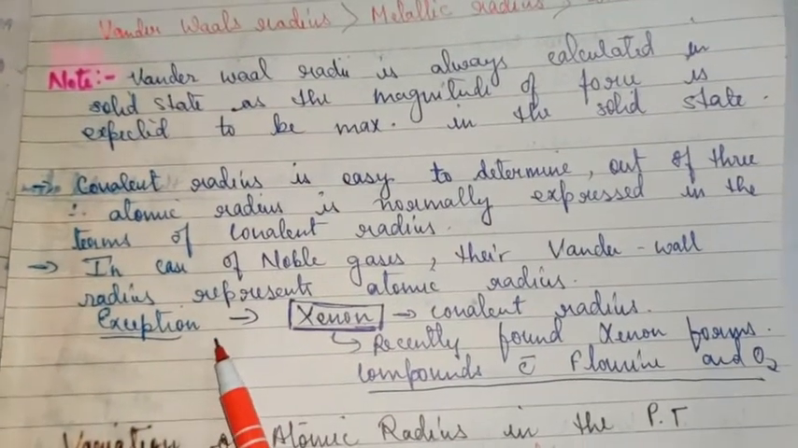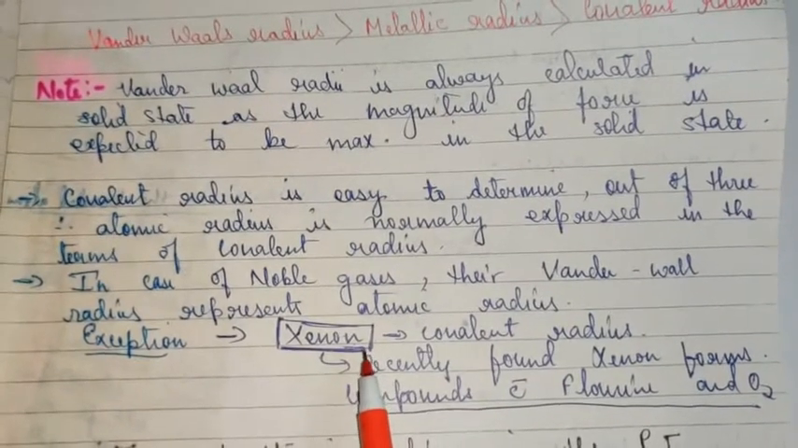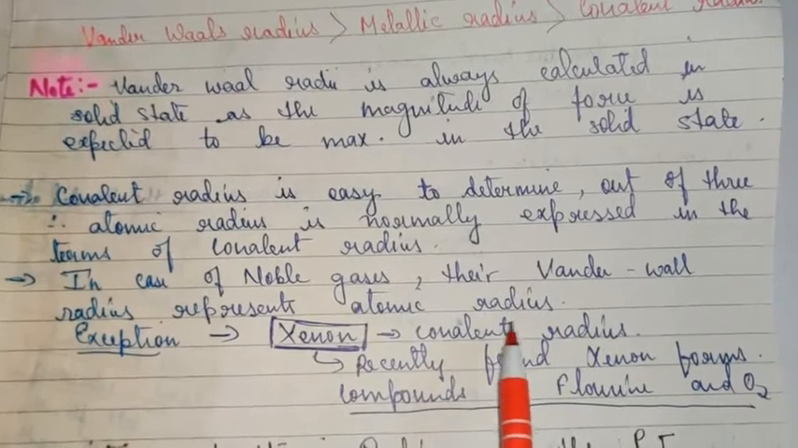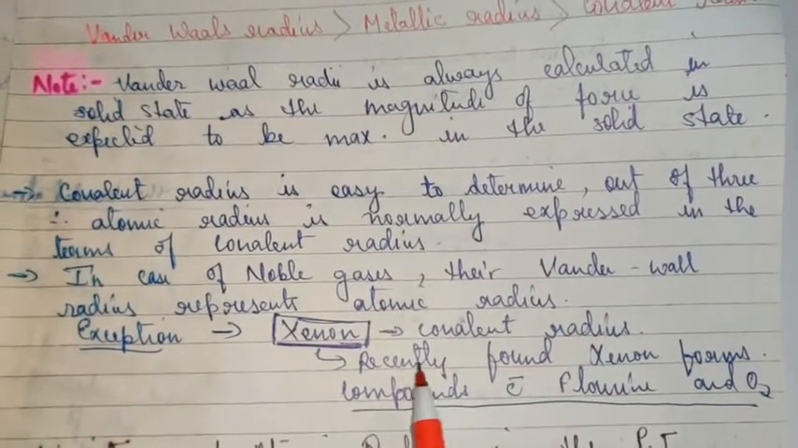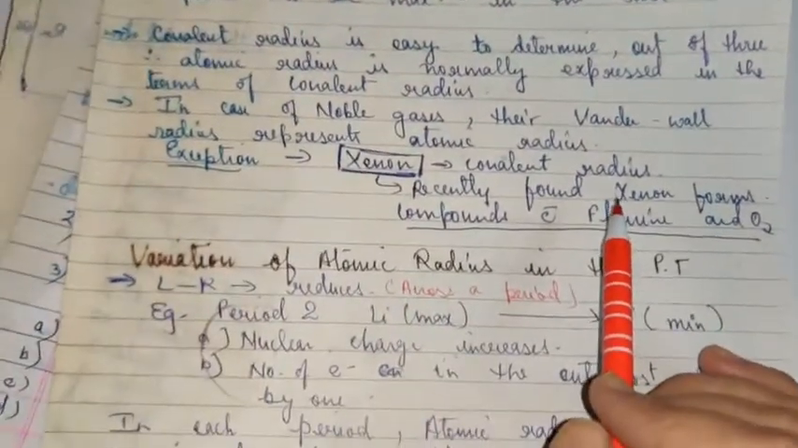There are exceptions also. Xenon is now known to form n number of compounds with oxygen and fluorine. Therefore, in case of xenon, it is possible to find out covalent radius, because recently it is found that xenon forms compounds with fluorine and oxygen.